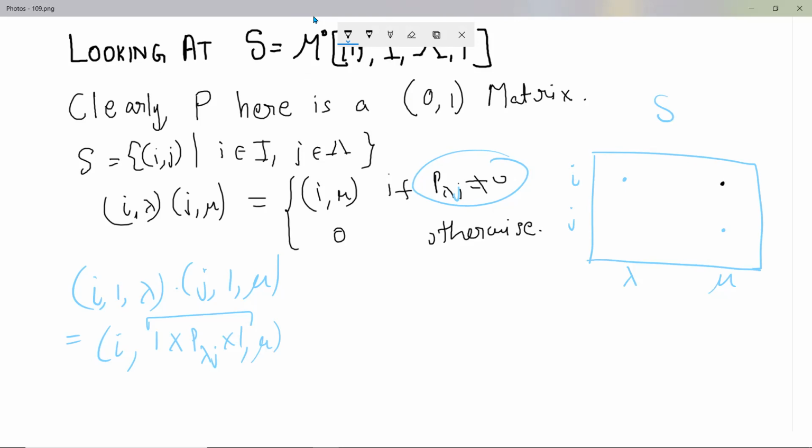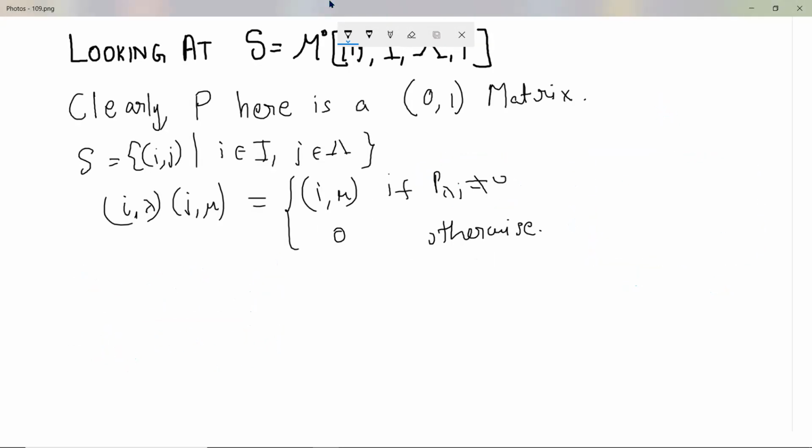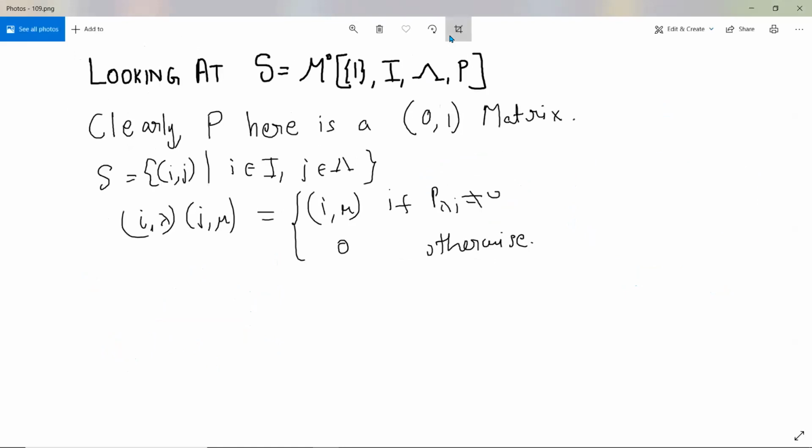It will be the black dot if p of lambda, j is 1. Okay, so p of lambda j is not here. It is a different matrix. If p of lambda j is 1, then it is this. Otherwise, the product is 0. So this is the rule that we know was present in the multiplication. So this is very simple. The multiplication is very simple. I must say it's very combinatorial.